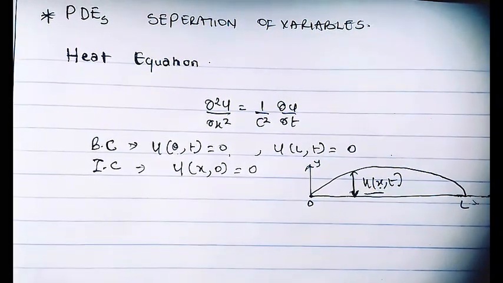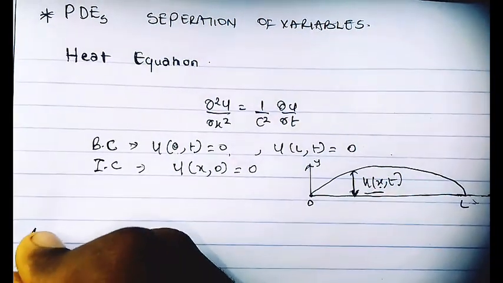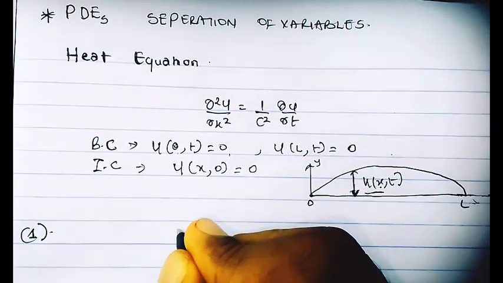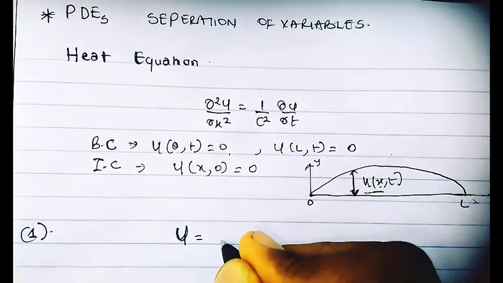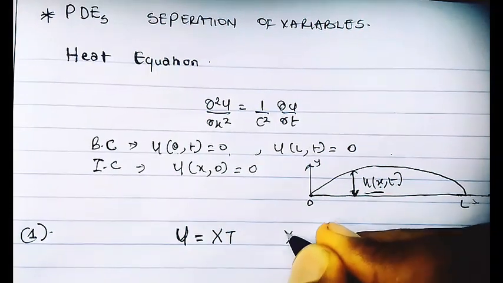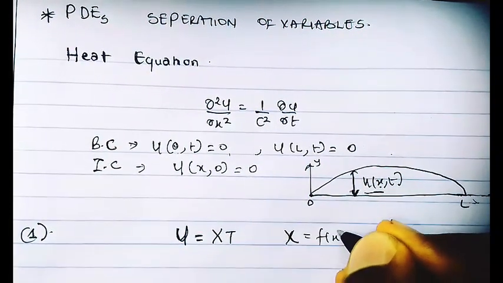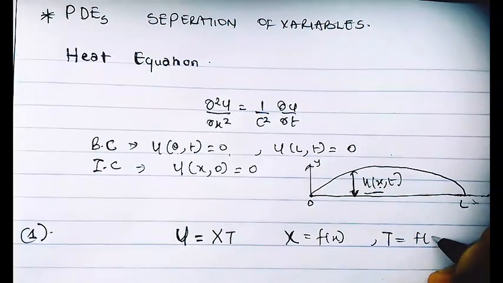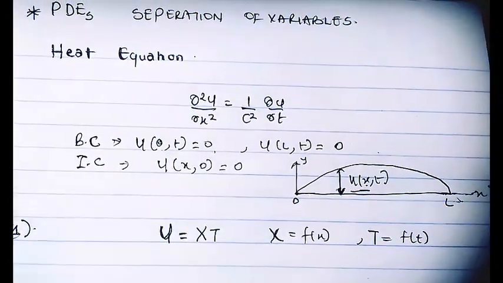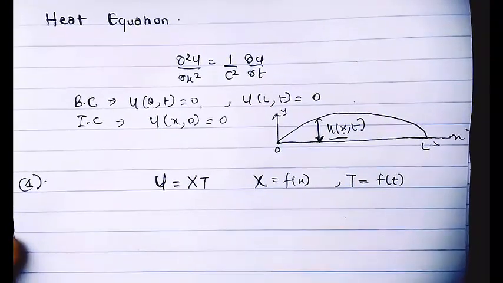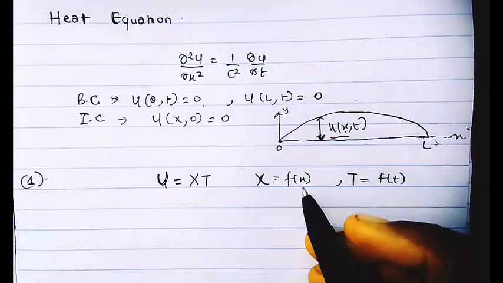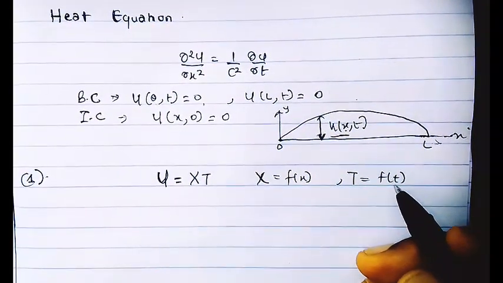Now the first step, let's call this step 1. Remember, for the heat and wave equations, the solution u, I call it X times T, where capital X is a function of small letter x, and T is a function of small letter t.